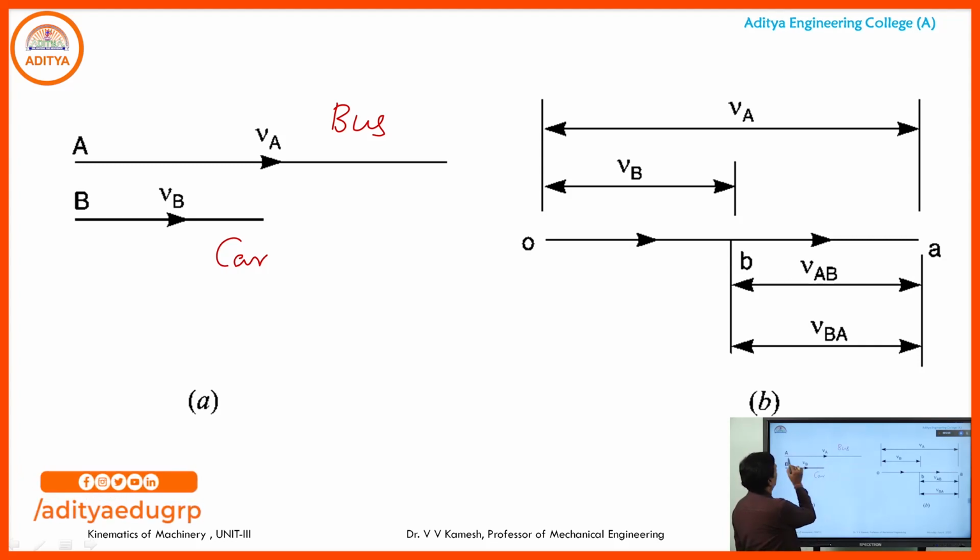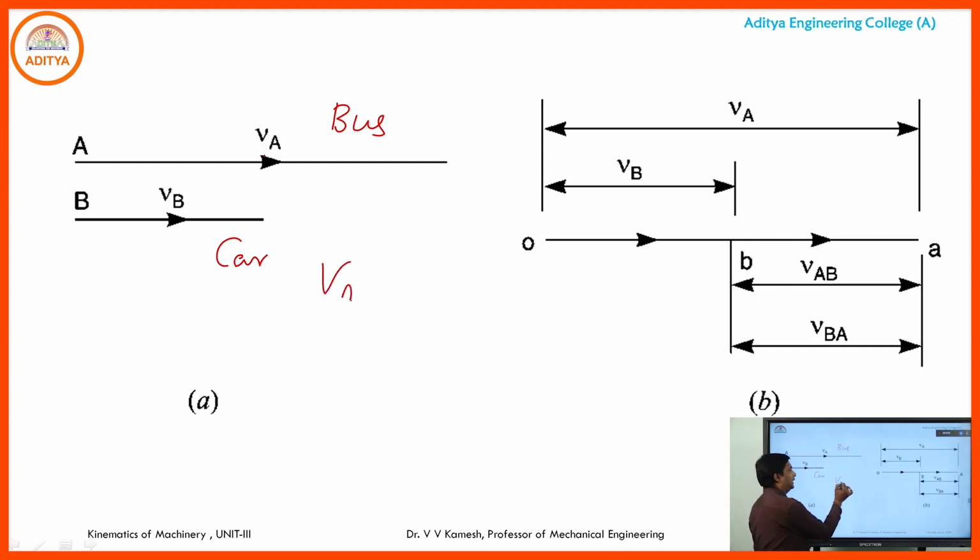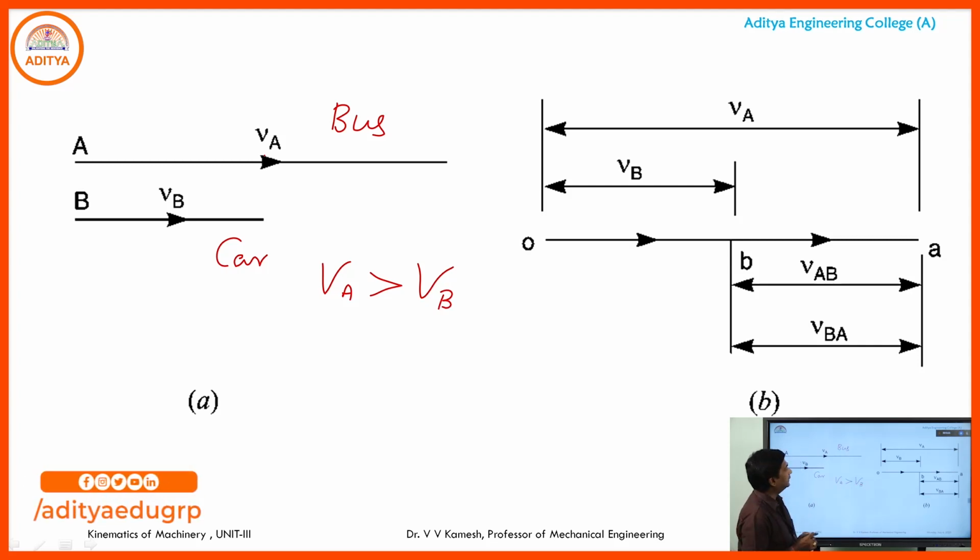So, the first object A is moving with some velocity VA. The second object B is moving with velocity VB, both in the same direction. So, basically speaking, VA is greater than VB, or VA is equal to VB, or VA is less than VB. Three conditions will be there. In the first case, we will discuss VA greater than VB.